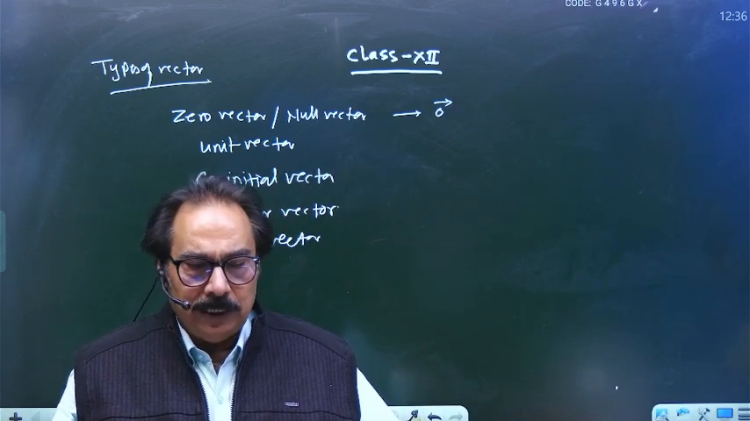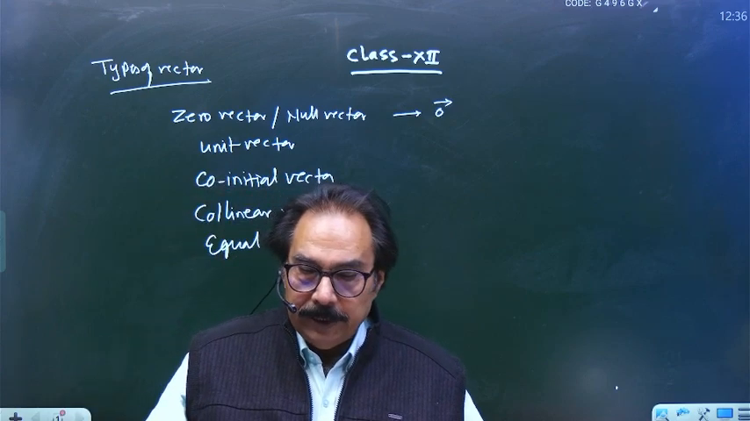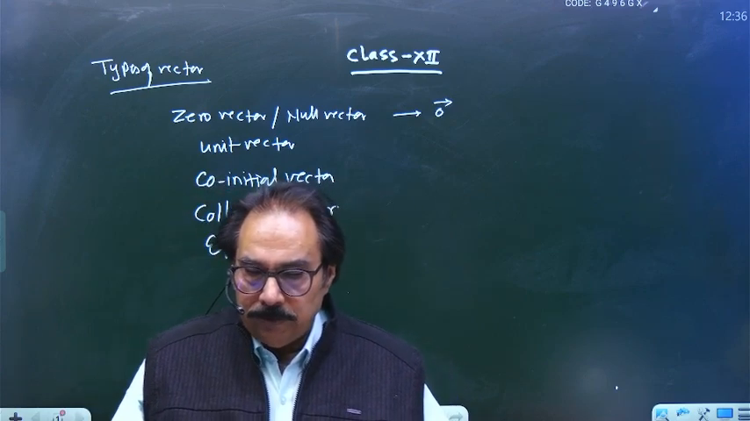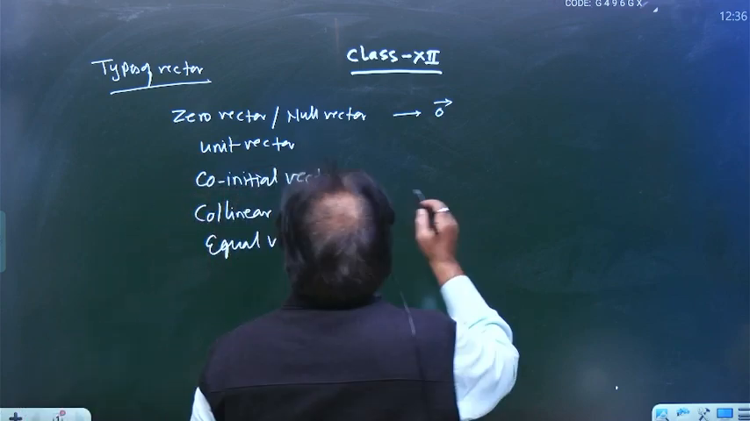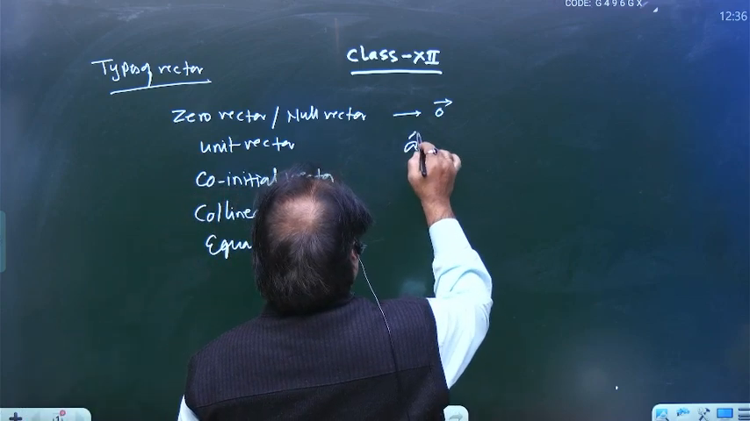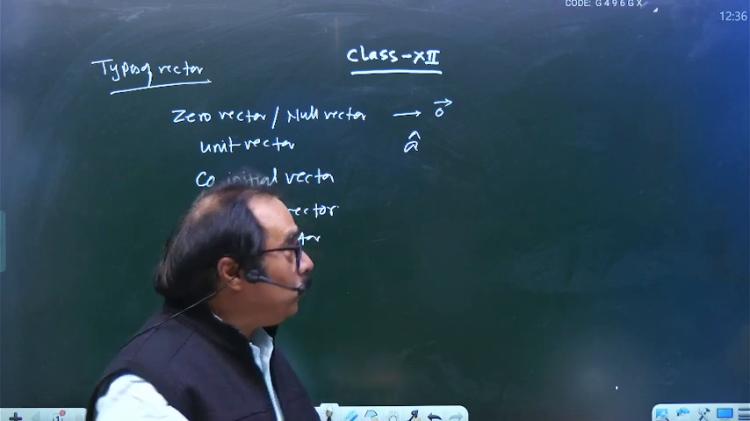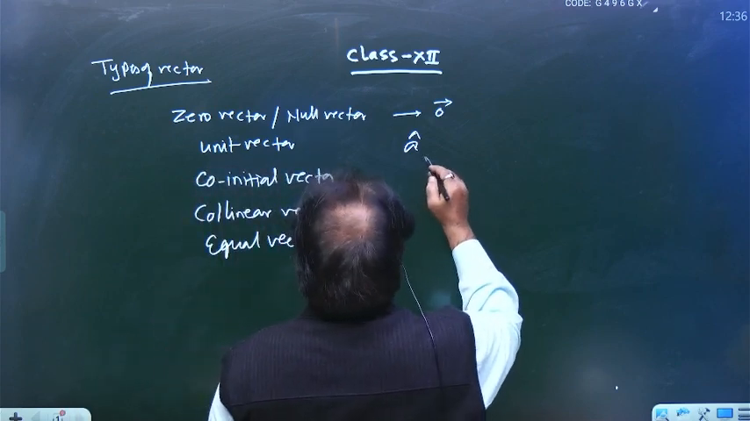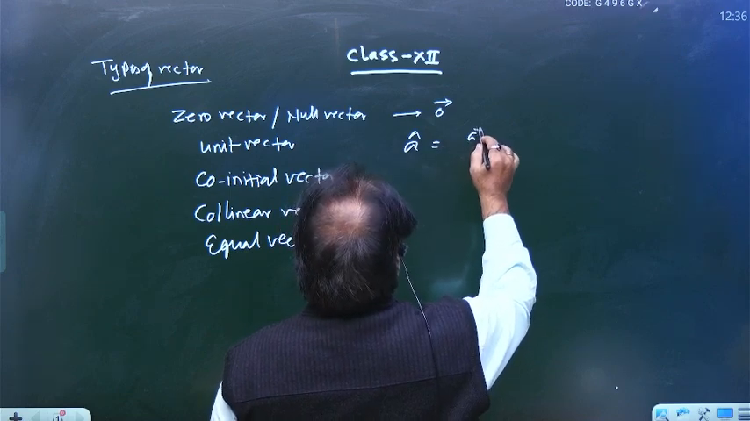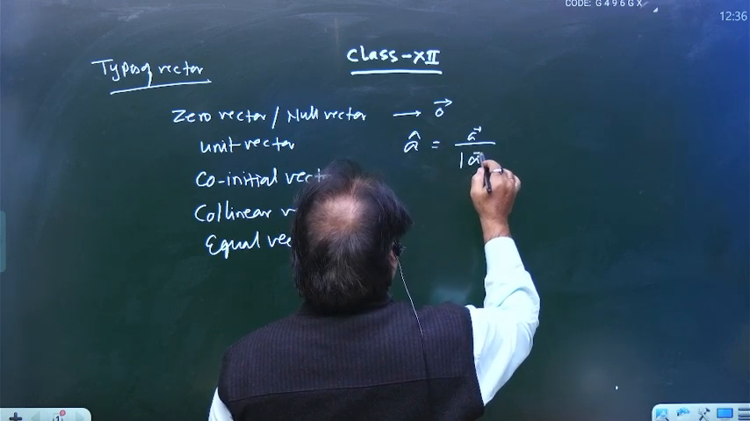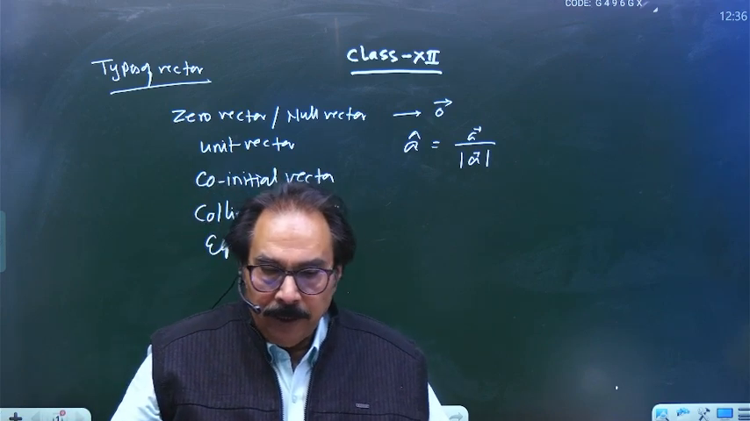All the definitions are written in your book, so I am just explaining verbally. Unit vector means a vector whose magnitude is unity, that is 1, and it is denoted by a cap. Later on I will give a formula for how to find a unit vector. The unit vector is equal to the vector upon its magnitude. This is the formula to find the unit vector.